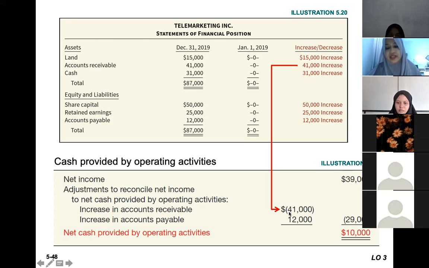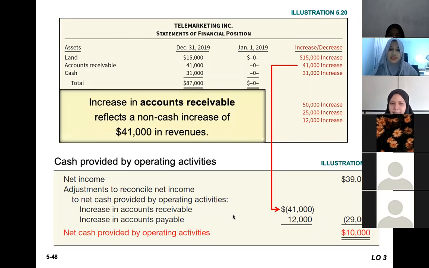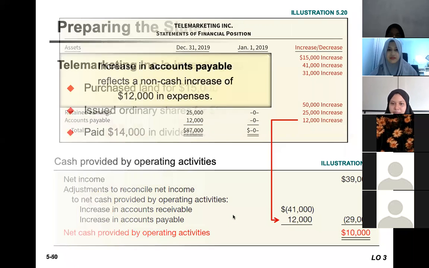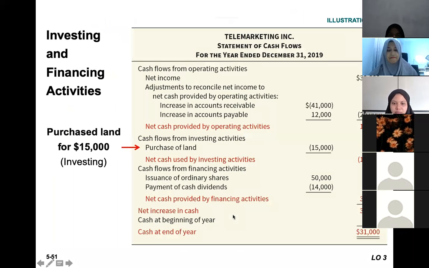If there is an increase, we add. If there is an increase, we deduct it for current asset. If there is a decrease, we add it. Yeah. Okay, I won't go into details anymore. You've done this before. Yeah.